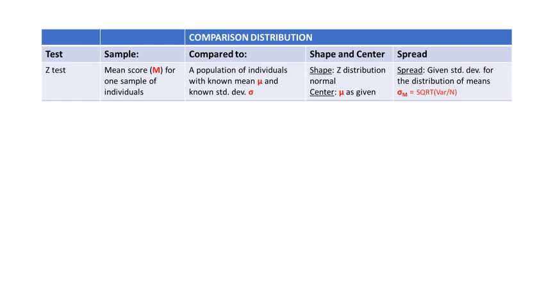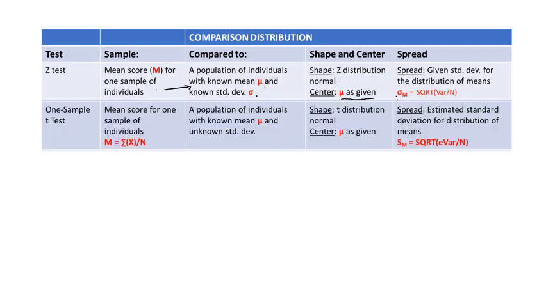So here is, again, a look at all of the tests that we've used. In the z-test, the very first step, we had the mean for the sample of individuals compared to a population with known mean and known standard deviation. The comparison distribution shape and center: the shape was z-distribution, normal, and the center was mu, whatever was given in the problem. And the spread we calculated using sigma for the distribution of means, just the square root of variance divided by n.